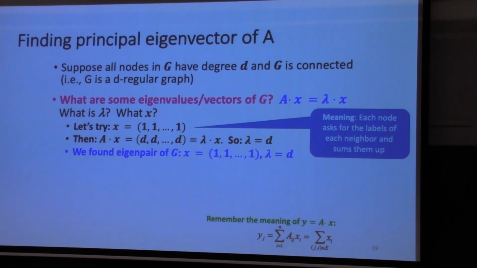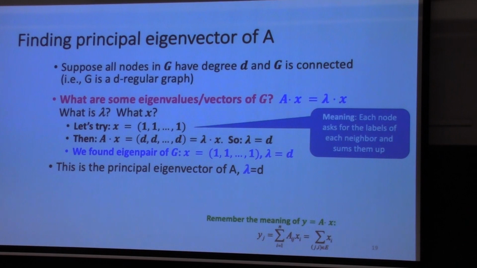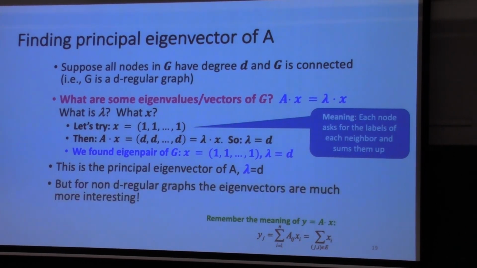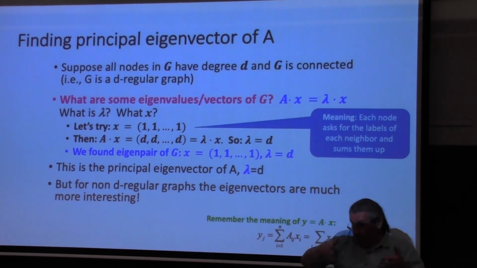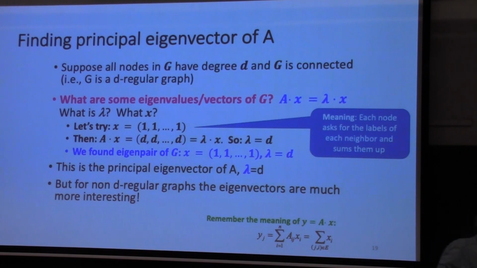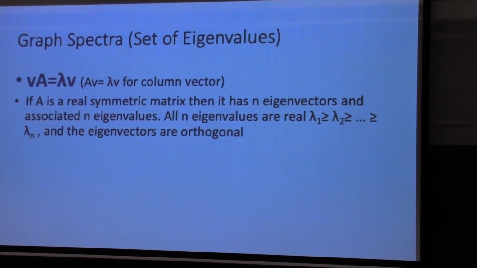So the vector of all ones has an eigenvalue of d. This is actually what's called the principal eigenvector. But let's look at some other graphs. The d-regular graph is a very simple, uniform graph. Let's look at some other ones.